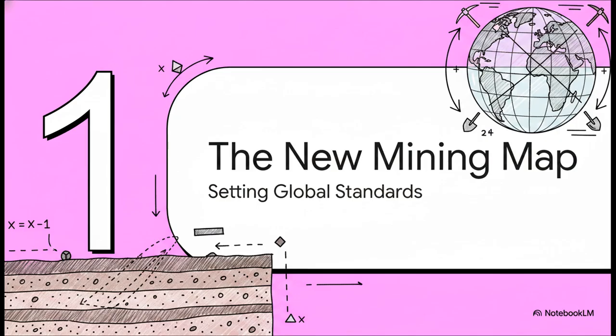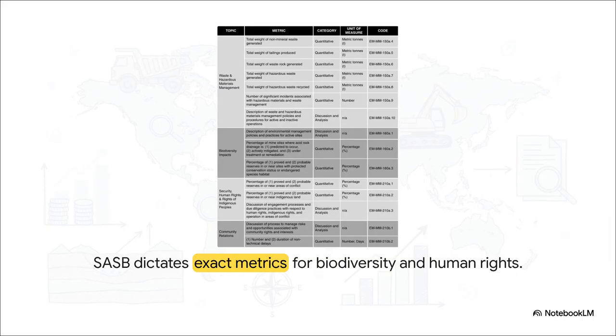Let's kick things off with Section 1, the new mining map setting the global standard. Now, this SASB framework doesn't just politely ask companies to consider the environment. It forces them to mathematically map their underground reserves against very specific global boundaries. The precise reporting codes are what dictate this accountability.